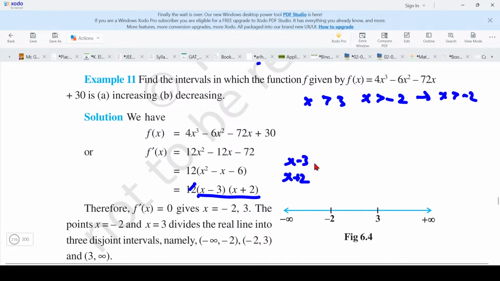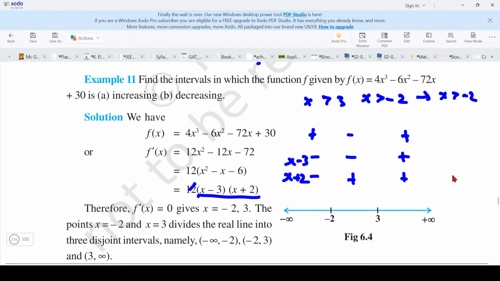When is x minus 3 positive? Whenever x is more than 3, right? All before 3, it is negative. When is x plus 2 positive? When x is more than minus 2, right? And before minus 2, it is negative, right? Now this is actually the product of these two. So the product of both negatives is positive here, negative here.